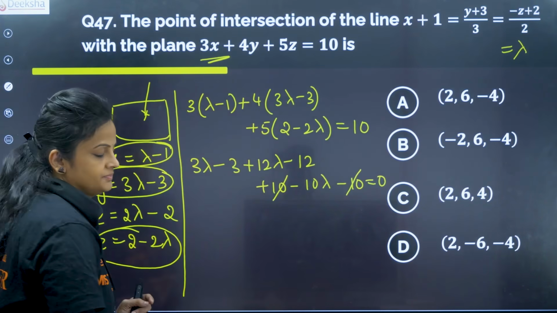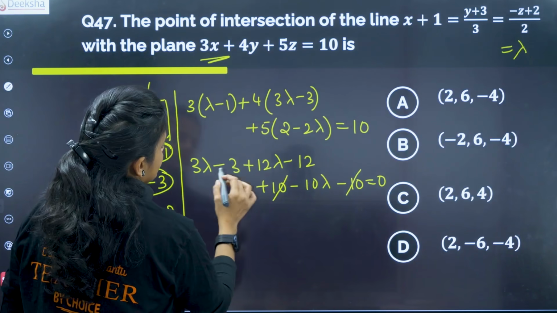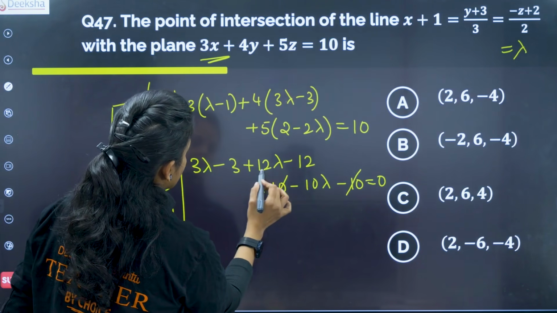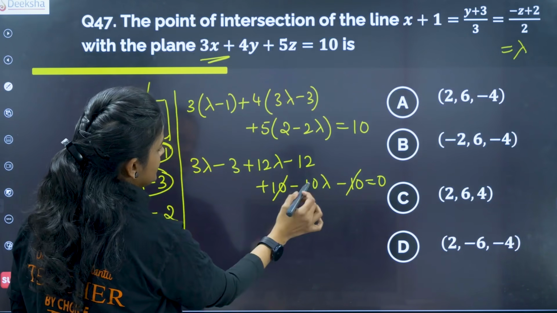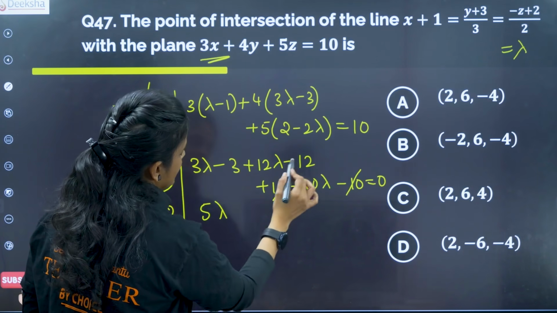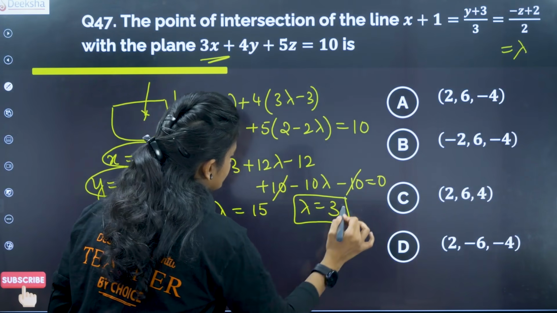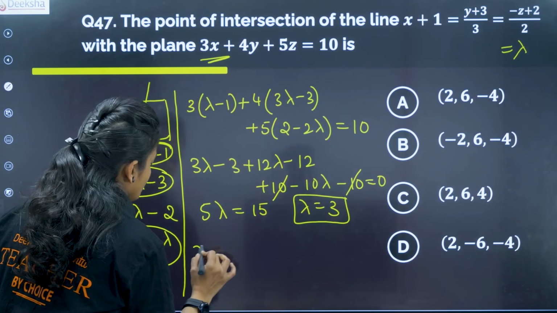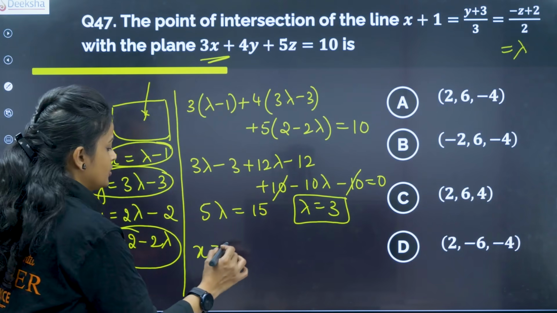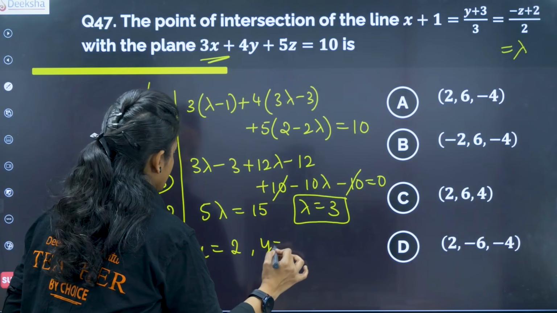So solve ಮಾಡ್ಕೊಳ್ಳಿ. Okay, see what you will get. ಎಷ್ಟು ಬರ್ತಾ ಇದೆ ಇಲ್ಲಿ? 15, 5 lambda and we have 15. So lambda is coming 3. If lambda is 3, what is the x value? 3 minus 1, 2.